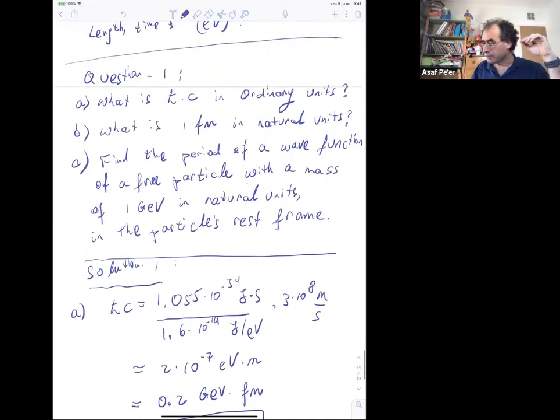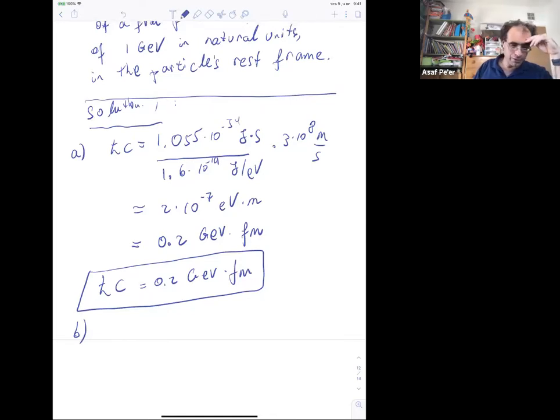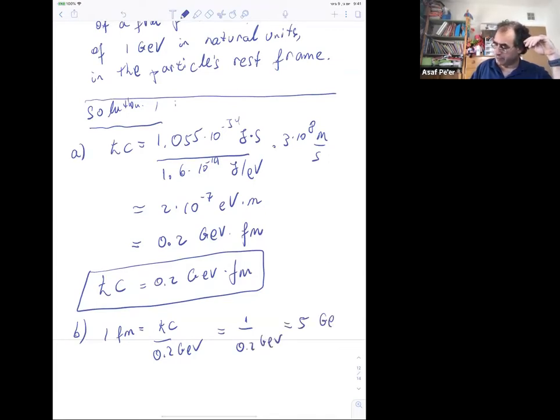Okay, part B. What is 1 femtometer in natural units? In natural units, lengths are expressed as inverse energy, so we need to know what 1 femtometer is. But we already see that H bar C is 0.2 GeV times femtometer. So we can write that 1 femtometer is H bar C divided by 0.2 GeV. But H bar C is just 1, so it's 1 over 0.2 GeV, which is 5 GeV minus 1.